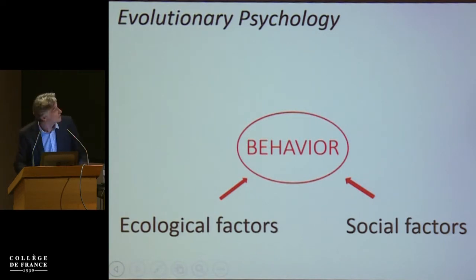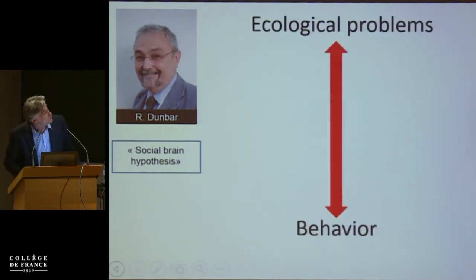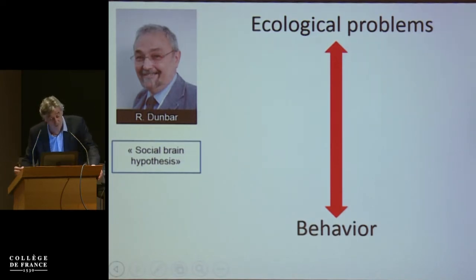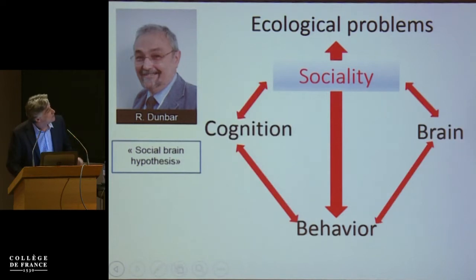A good example of that might be the theory proposed by Robin Dunbar, the social brain hypothesis. Now the idea is that the main function of a behavior is to solve ecological problems. When you are a baboon living in a field, you have many ecological problems, so you have to adapt your behavior to solve them. Dunbar argued that non-human primates have developed a unique way to solve this problem, which is to expand sociality. Sociality poses problems to animals, because they then have to develop special cognitive abilities to solve these social problems, and also expand the brain to solve them.